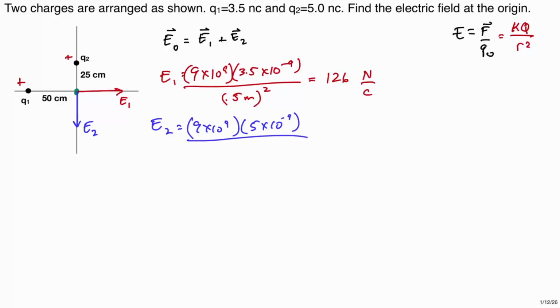Okay, and how far away is E2? Sorry, how far away is charge 2 from the origin? 0.25 meters. Square that. And when I did that, I got 720 newtons per coulomb. Okay? So, x and y components of E1. This should require no thought.